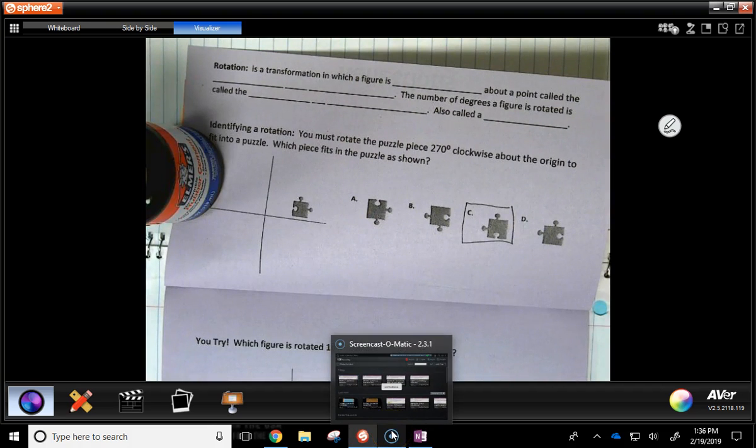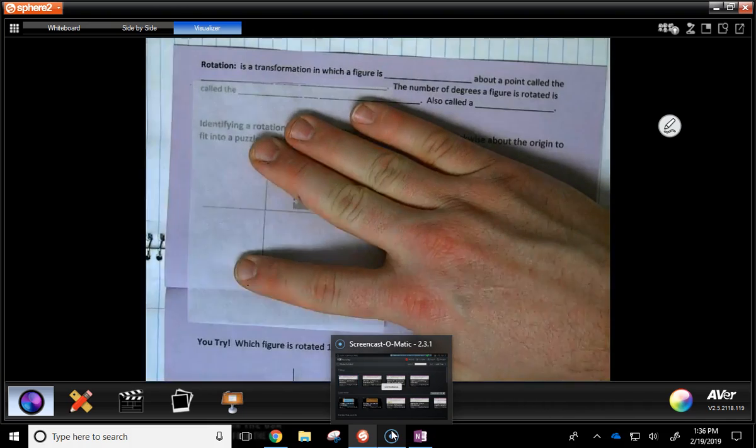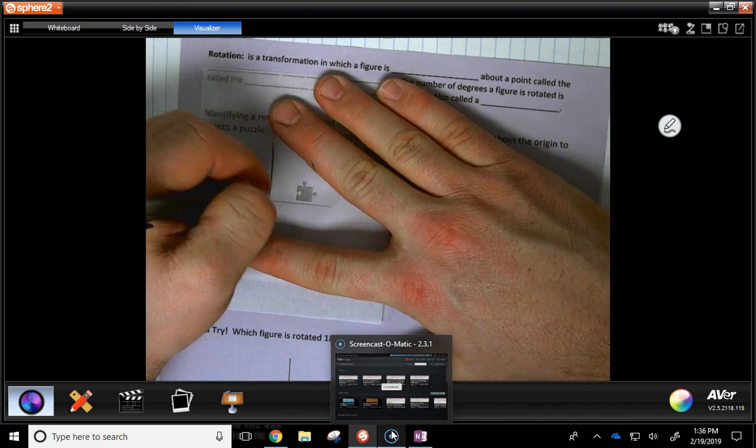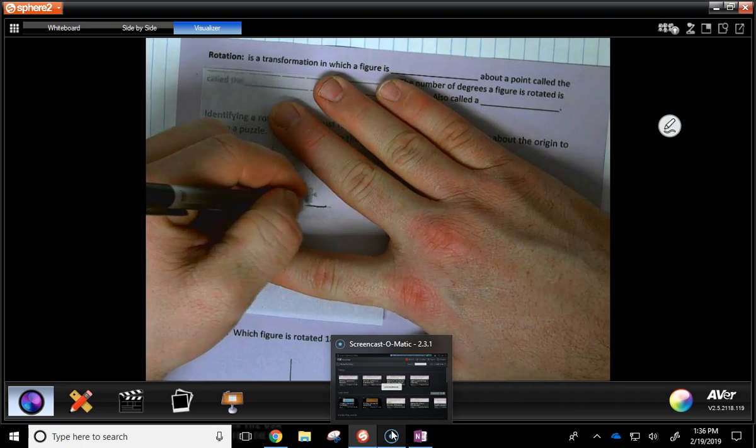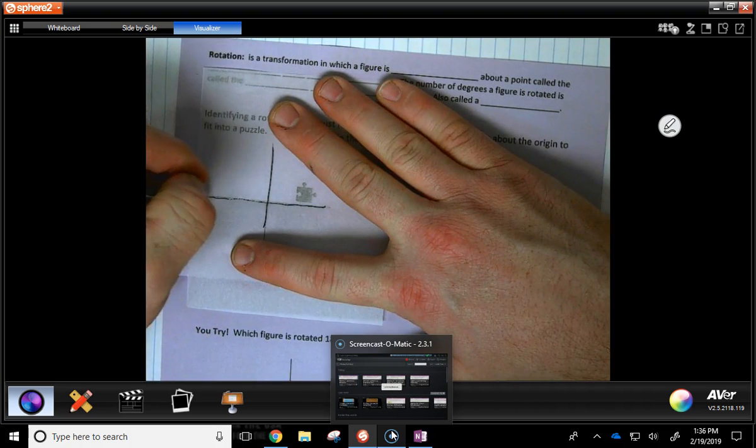I'm going to pull this up. What I'm going to do is, you can take your tracing paper, even if you already have something on it, it's okay. But I want you to copy the X and Y axis down.